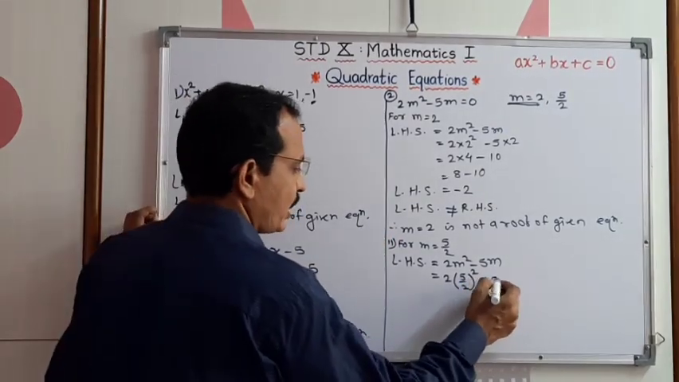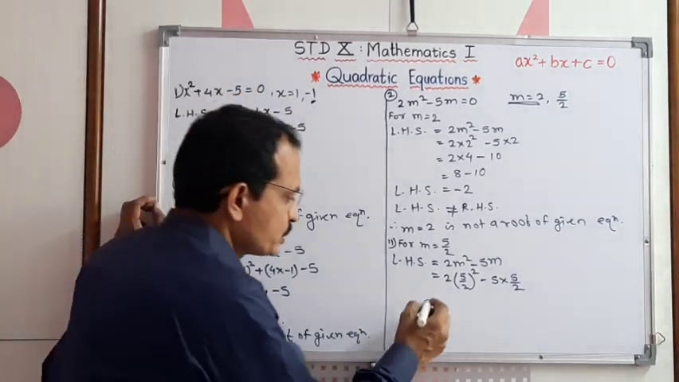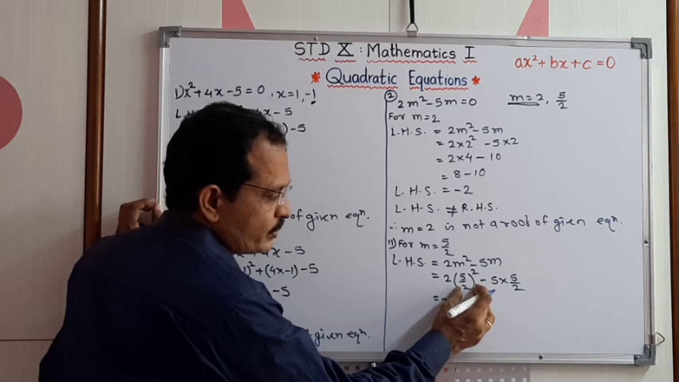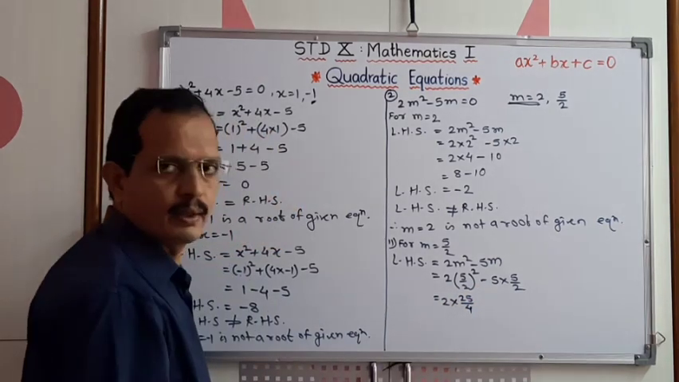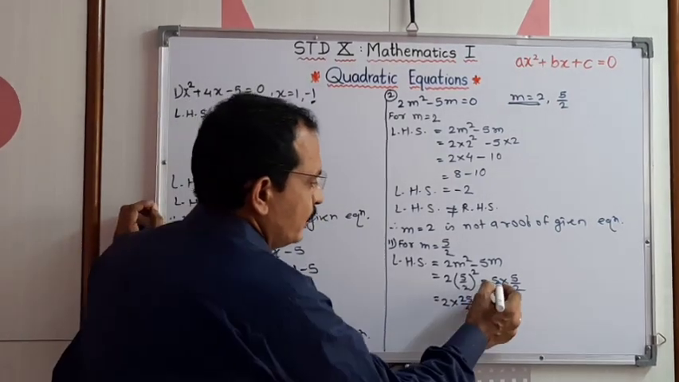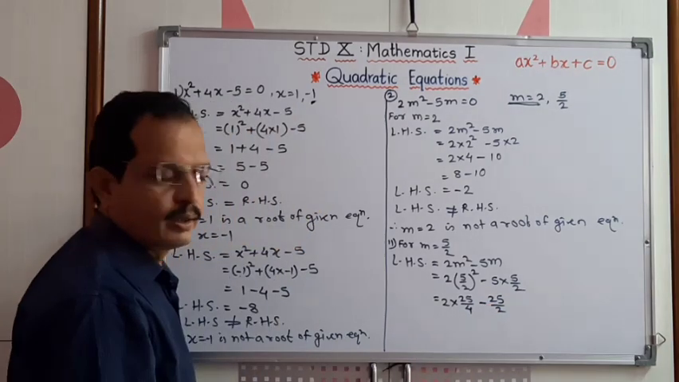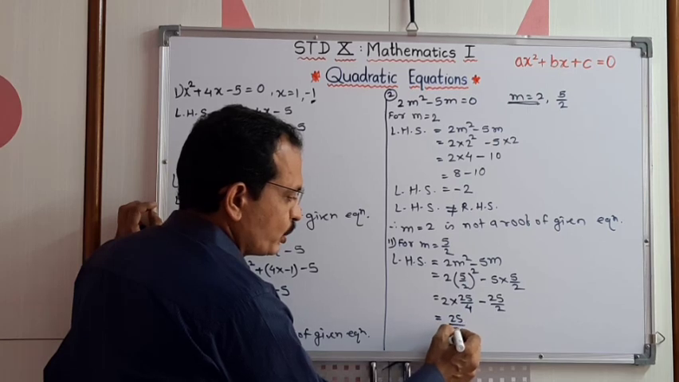Minus 5 into 5 upon 2. Now solve this. 2 into, make the square of this 5 upon 2. It is 25 upon 4, minus here 25 upon 2. Now here it is 25 upon 2.